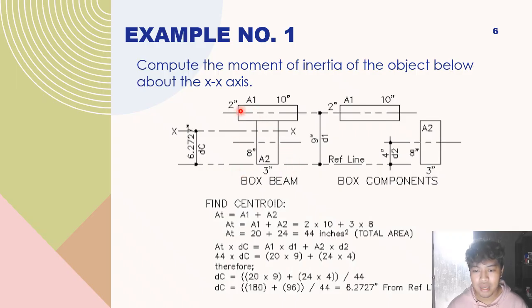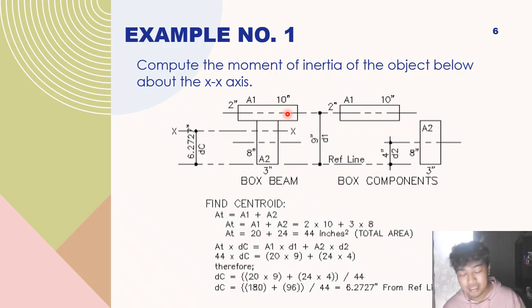So say for example, we have the first shape, the first rectangle. In computing for the moment of inertia of that one, we have to use transfer formula. We cannot directly use transfer formula for the whole thing, because you have a built-up section. Because it is a built-up section, first we have to get the moment of inertia of each shape of that built-up section. That means using transfer formula from that one.